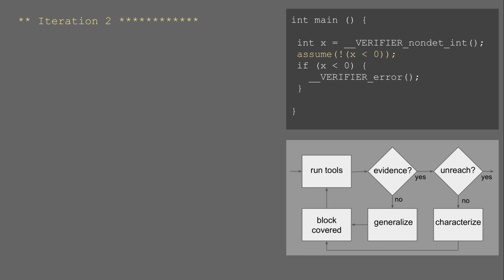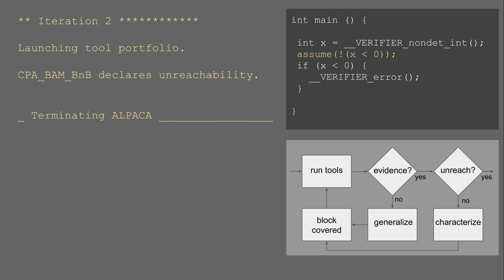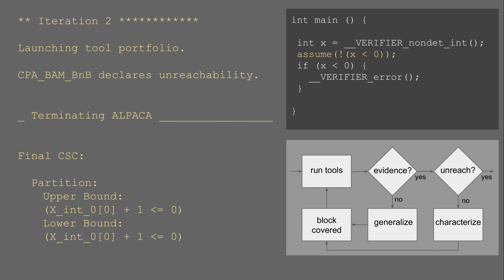On the second iteration, the tool portfolio is launched on the instrumented program. This time, there is evidence of unreachability. Now all the state space has been accounted for, so ALPACA terminates and reports the comprehensive state characterization. In this example, the characterization exactly describes the input space leading to the error statement. More complex cases are dealt with in the technical paper.